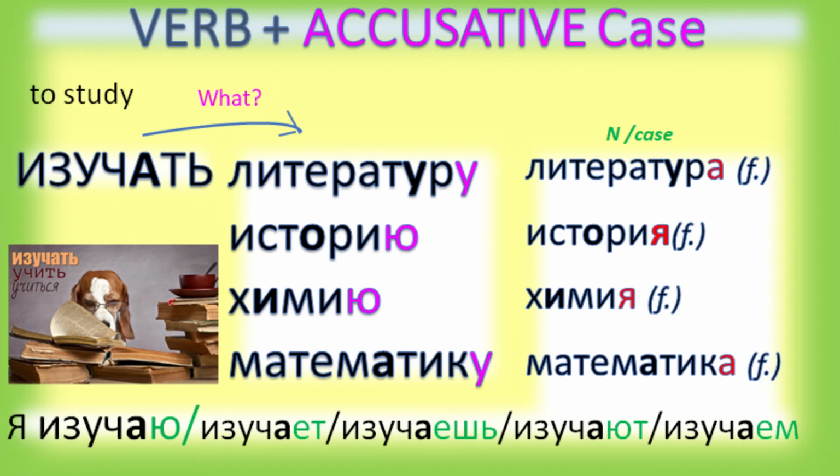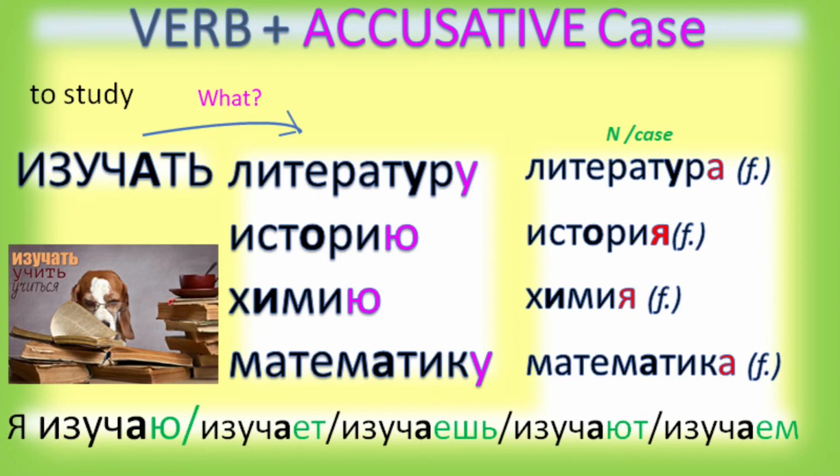Here is the verb to study. Изучать. What are you studying? Что ты изучаешь? I'm studying literature. Я изучаю литературу. What is he studying? Что он изучает? He is studying history. Он изучает историю.